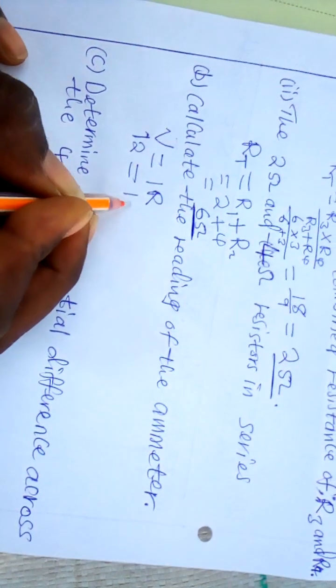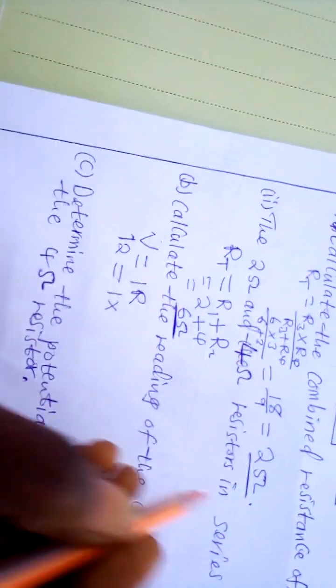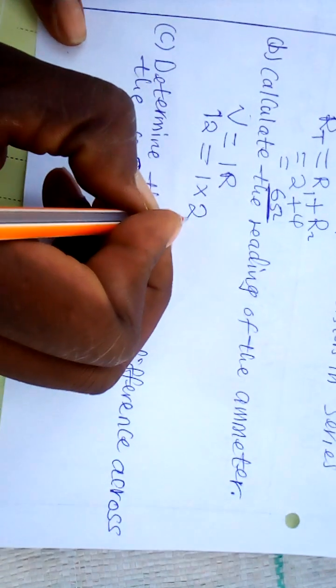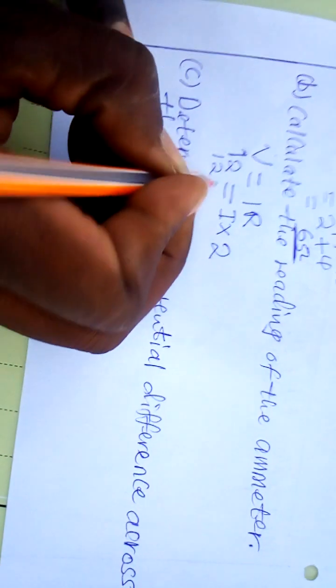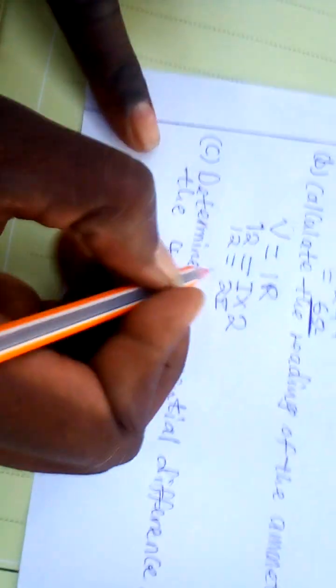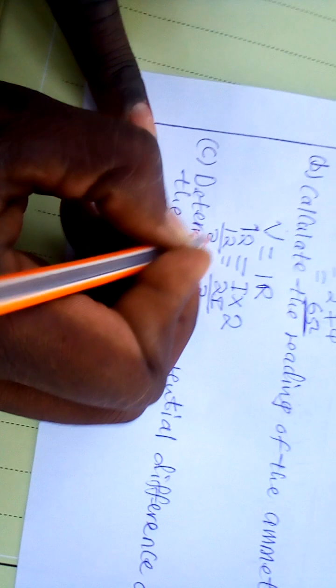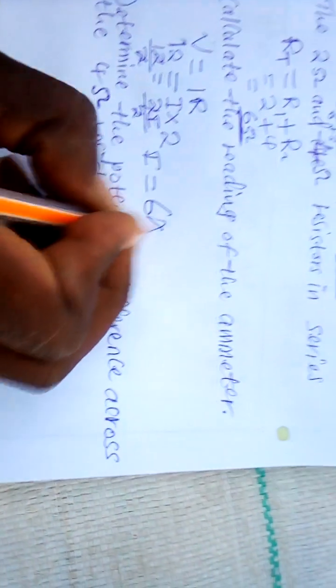current times resistance. We have calculated the combined resistance, which is 2 ohms. Have you seen? In parallel, it's 2 ohms. So I'm going to put here 2 ohms. So now we say 12 is equal to 2 times I, which is 2I. Then you divide by 2. 2 into 12 is 6. So current is equal to 6 amps.